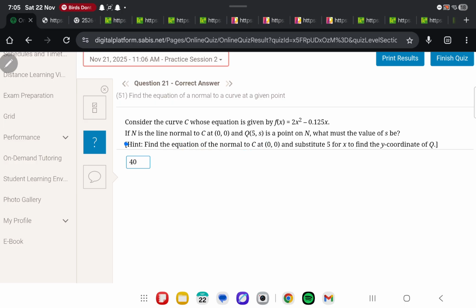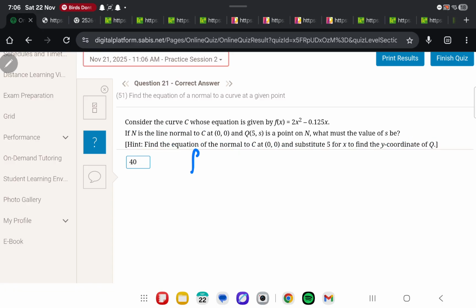Actually, you don't even need this hint. Say this wasn't given. They told you n is the line normal to C, and then they told you this point is on n. So what are you going to do? You're going to find the y value of this point, and then just leave. That's your answer. Very easy.